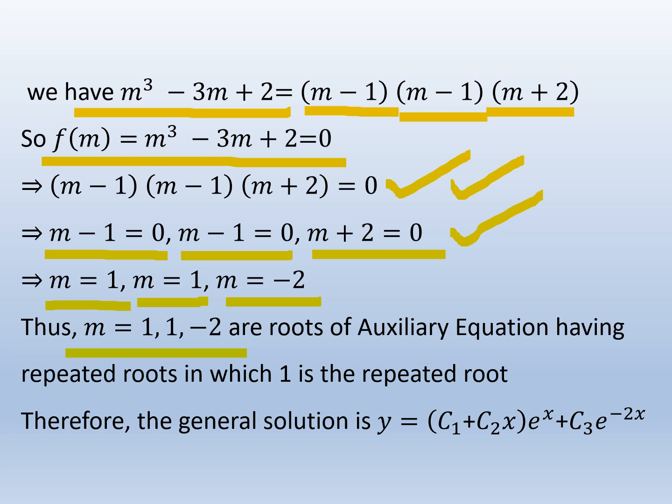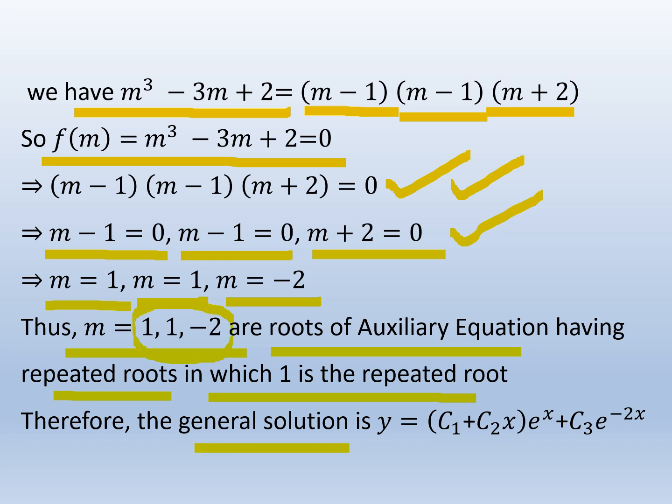Therefore m is equal to 1, 1, minus 2 are the roots of the auxiliary equation, which has repeated roots, in which 1 is the repeated root. Using these roots, we write the general solution for the given differential equation like this: y is equal to c1 plus c2 times x of e power x plus c3 times e power minus 2x. Therefore, y is equal to c1 plus c2 times x of e power x plus c3 times e power minus 2x is the general solution of the given differential equation.